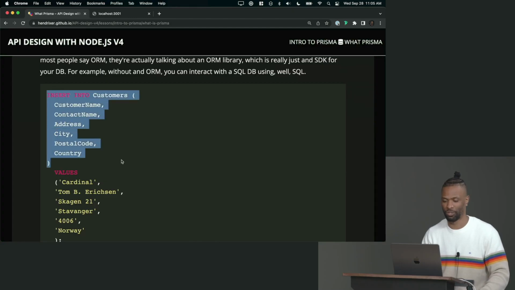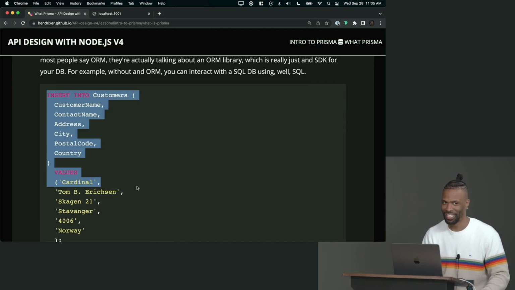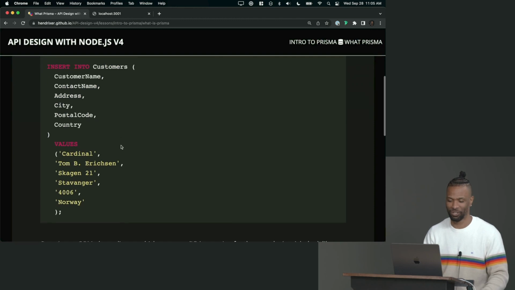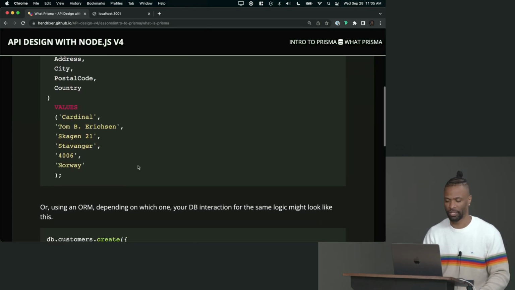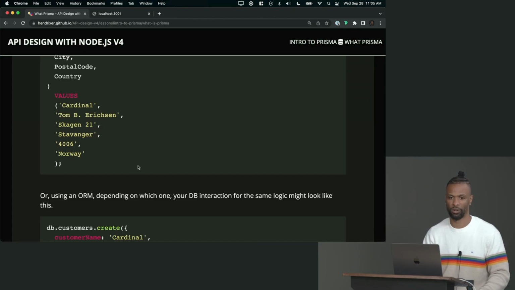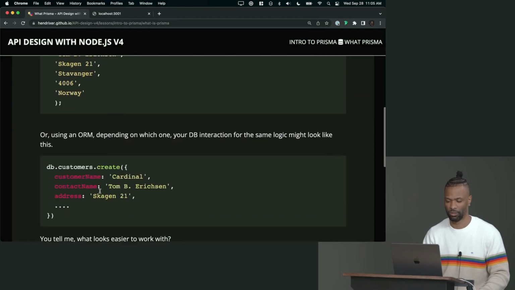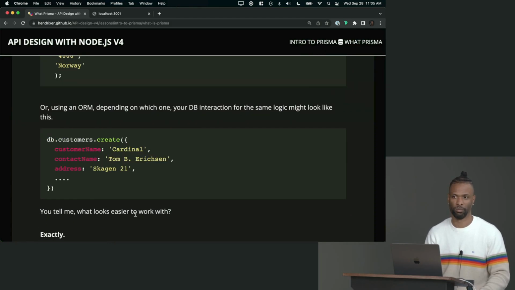Even with ORMs, you still sometimes have to write SQL. But imagine having to write SQL, and this is what it would look like. Okay, this is fine, right? How do you test that? I don't know. But yeah, imagine writing this. With an ORM, which is like an SDK for interacting with the database, you can turn this insert operation into a function call. That's what an ORM does. It's an SDK for your database.